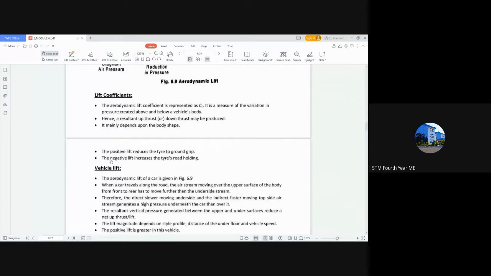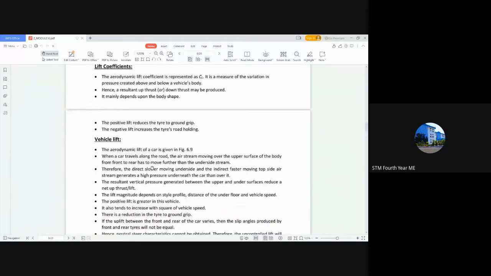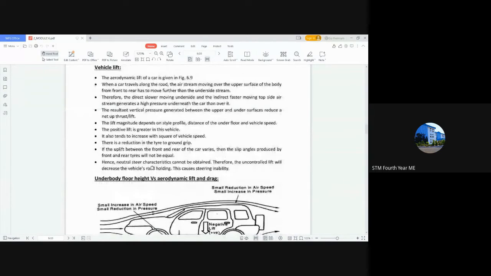While in the case of a negative lift, it increases the tire road holding. So it is held or grounded to the ground or the road, and hence it will never lift up, which is desirable. So we need negative lift. So that is how lift occurs.